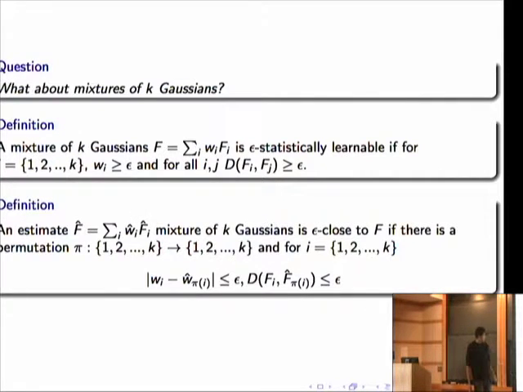So now, we can define an analogous definition of our learning goal. We want to learn some mixture f hat, which is epsilon close to f if there's some pairing from R components to the true components, so that again, across the pairing, we get the mixing weights right within an additive epsilon, and we get the Gaussians right. So the statistical distance between f_i and f hat pi of i is at most epsilon.